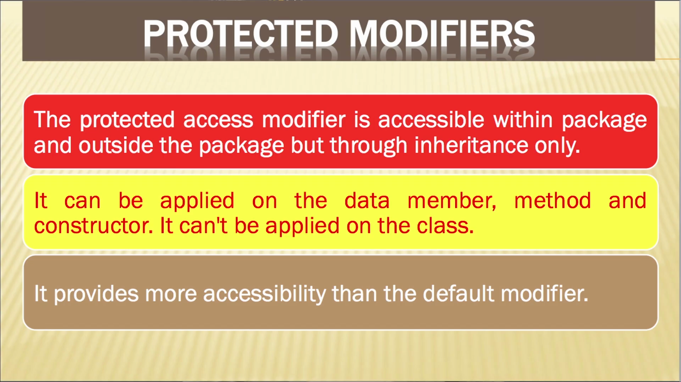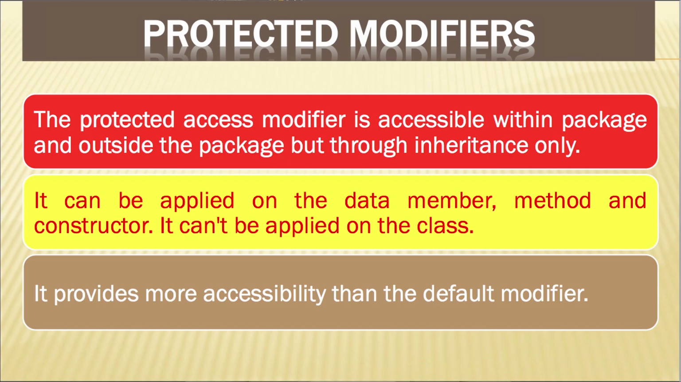So we must apply inheritance here. If we are applying inheritance, then we can use it outside the package. This is a very important point. In this case we are inheriting the person class into the employee class. This way we can inherit the super class, the base class, into the child class. Employee is the child class and person is the base class. So this way we can use it outside the package.